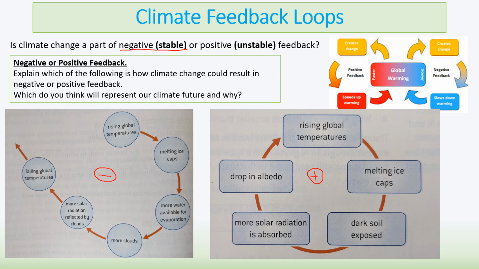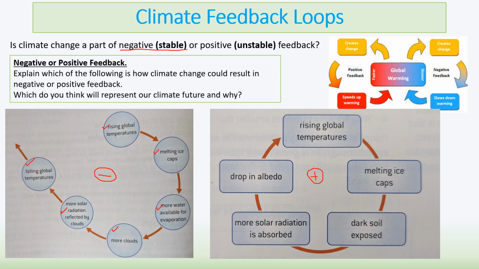So in negative feedback, we could start here. The global temperatures we know are rising. We know one of the impacts of that is the ice caps are melting. Those ice caps could provide more water in the atmosphere for evaporation, which would cause more clouds and more solar radiation. If the cloud coverage around planet Earth increased, more solar radiation would be reflected back out into space, which could in theory cause the global temperatures to drop.